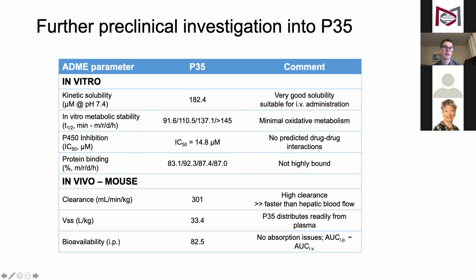So in our collaboration with the Broad, we've been able to move forward into further preclinical investigations into P35. There's a lot of information here, but what I just really wanted to point out is that we move forward with some in vitro and in vivo parameters, including things such as compound stability, drug-drug interactions, and protein binding. In this case, everything came out very positive. We also looked into mouse PK data. P35 is similar to pentamidine in which it's rapidly cleared out of the animal. So improvements in pharmacokinetics are an area which we could maybe hope to advance with analogs of P35.